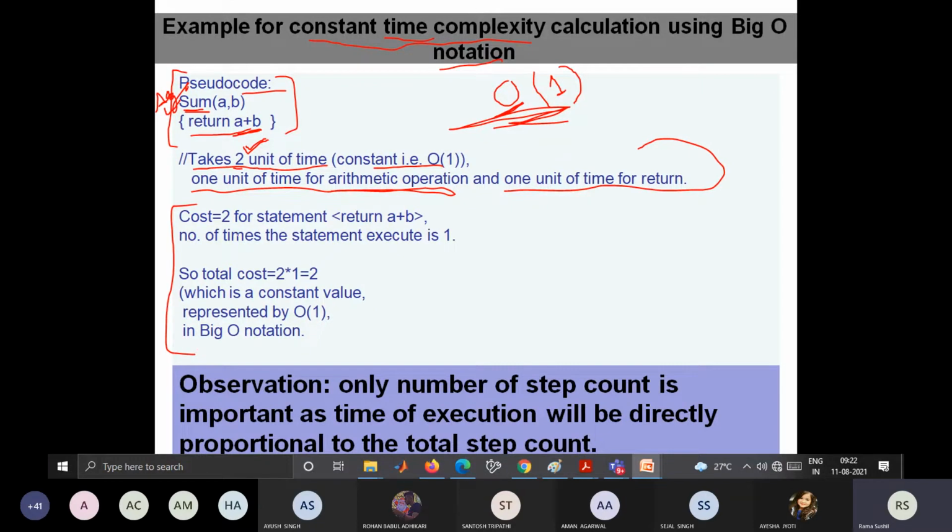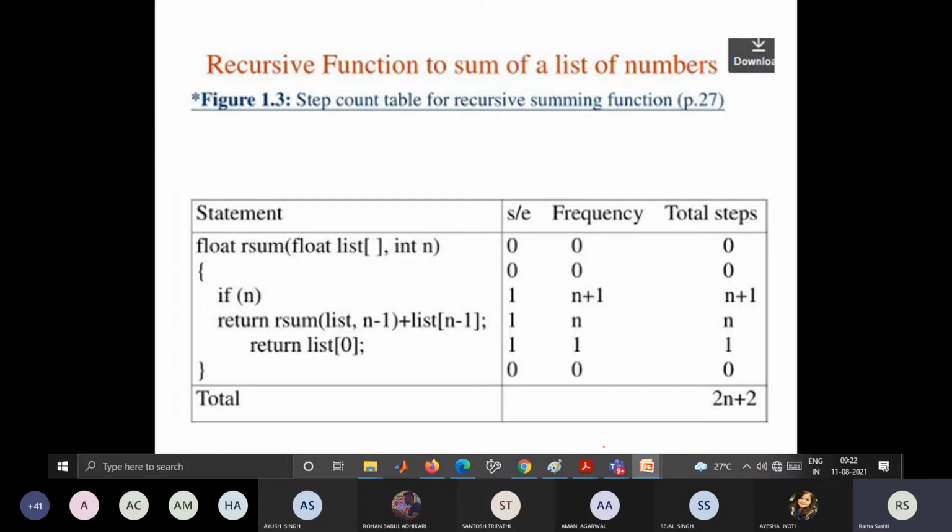Here are some more descriptions which I have already given you. Some kind of this representation you may find somewhere. The cost is equal to 2 for this statement itself. The execution statement is this only, where 1 unit of time is for this and 1 unit of time for this one. This other line is not actually executing, it's simply the definition of the name and the parameter information, right? So the elaborated expression, I think it's simple. The observation is that only the number of steps count is important, as time of execution will be directly proportional to the total steps count.